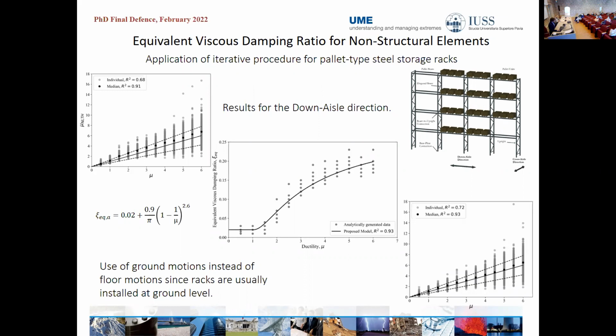So then we follow the whole procedure. We fit the damping models to the results from the iterative procedure. We fit a damping model, and we get this new model, and then we assess the relationship, and we get a closer relationship to the one-to-one relationship. The only particularity here is that we use ground motions instead of floor motions, because in general racks are usually installed at the ground level of a building.